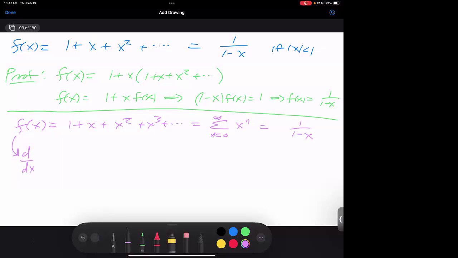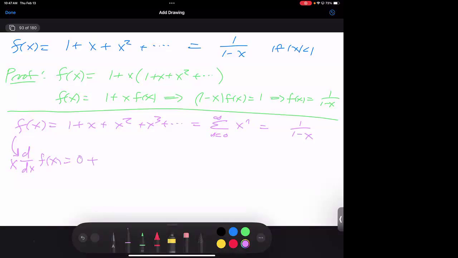It decreases. How much does it decrease by? It decreases by 1. So I'm going to take x d by dx, and then I'm going to multiply by x so that the power is unchanged. So what does 1 go to when I take the derivative with respect to x and then multiply by x? It's just 0.